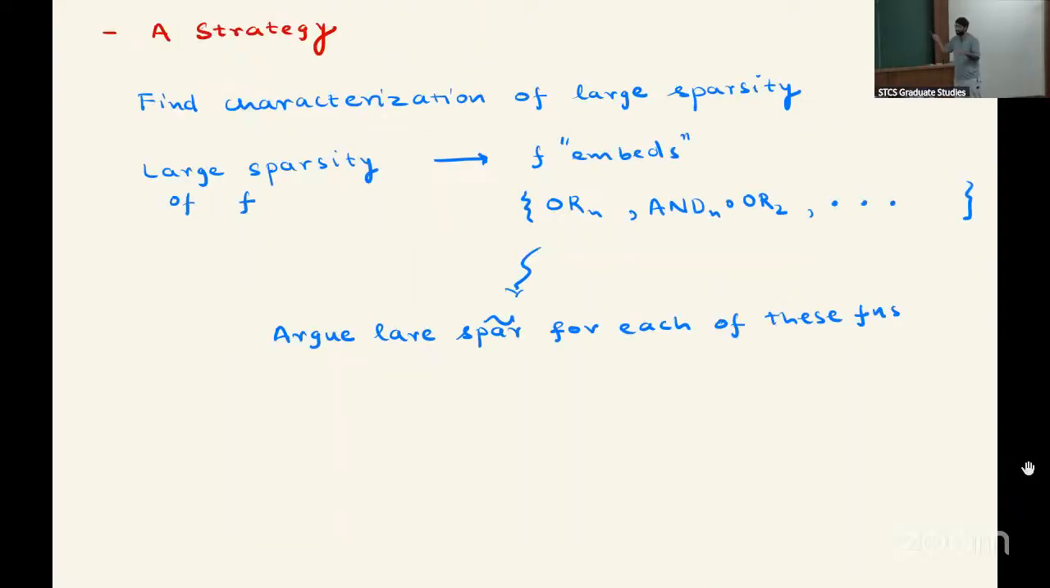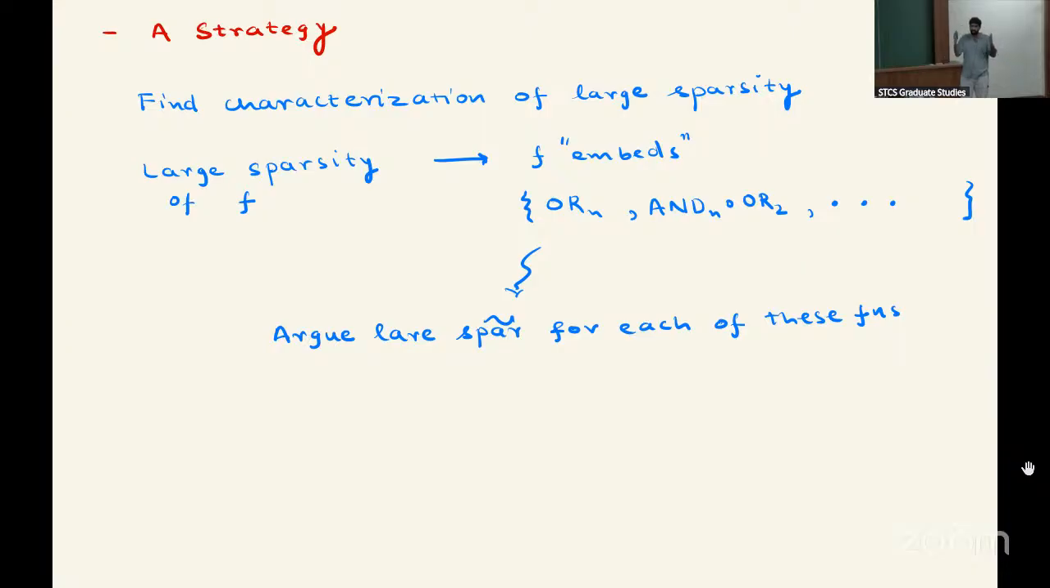One strategy could be to find the characterization of large sparsity. Whenever the function has large sparsity, for example, it embeds some set of functions. For example, whenever the sparsity is large, f embeds the OR function, or it embeds an AND/OR function, or it embeds some other function. Find some characterization, and then argue for each of the functions that approximate sparsity is large. Right? This could be one strategy. It would be very satisfactory because we would know what it means for a function to have large sparsity. That would just mean that so and so function must be sitting inside your function. That's why the sparsity is large.